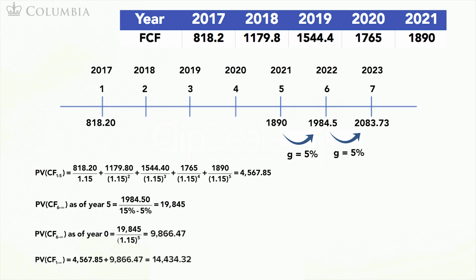Finally, the present value of the free cash flows is the sum of these two parts. The present value of the non-terminal cash flows, 4,567.85, and the present value of the residual value, or 9,866.47. The final answer is therefore 14,434.32.